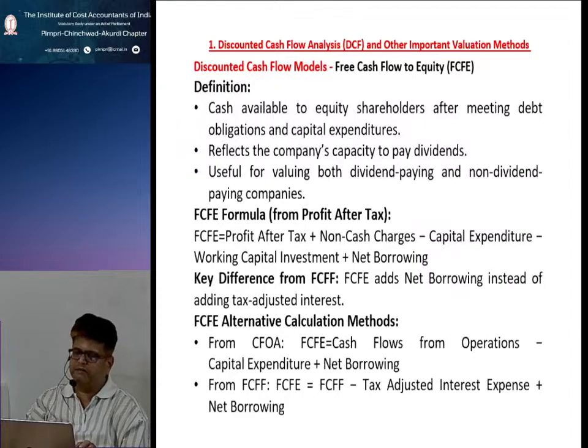Then comes the second variant of free cash flow, which is the FCFE, that is free cash flow to equity. Let's understand this now. Definition-wise, it is the cash available to equity shareholders after meeting debt obligations and capital expenditure. It reflects the company's capacity to pay dividends, useful for valuing both dividend paying and non-dividend paying companies.